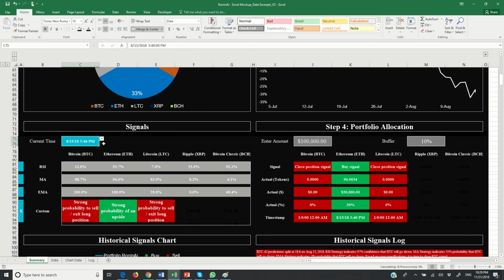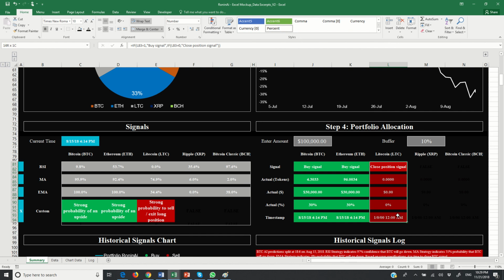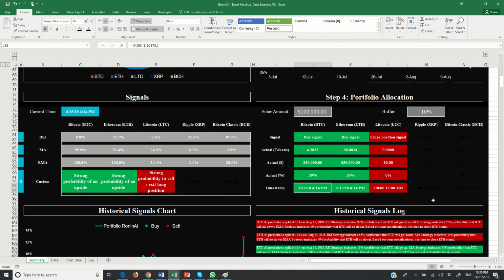Now when the time changes to something else, I'm just going to start changing it a little bit, just to show how these things could change. For example, here, Bitcoin and Ether are both a buy, and Litecoin is still a sell. So Litecoin has, as you can see, 0 tokens, $0 allocated, and 0%. And Bitcoin and Ether have 30% each, for $30,000 worth of tokens that have to be bought. And the signal is as of 4:14 p.m. So that's basically the signal.